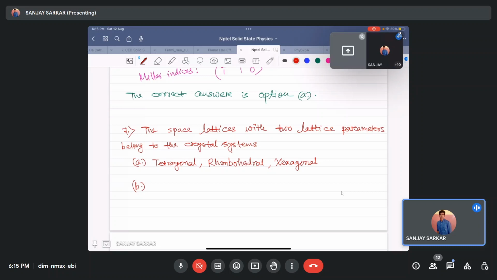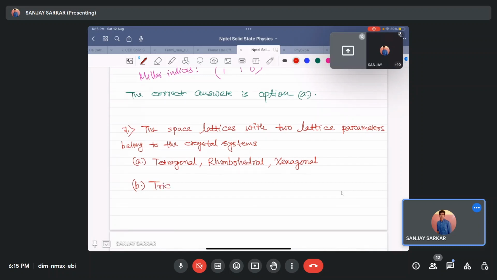Option B is triclinic. Option C is monoclinic. And option D is cubic. So the question was: the space lattices with two lattice parameters belong to the crystal system.